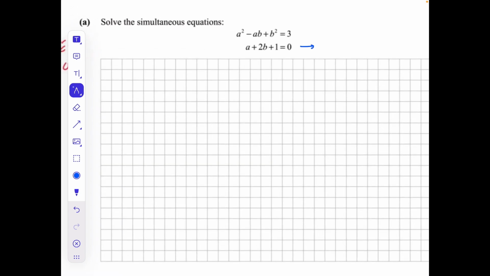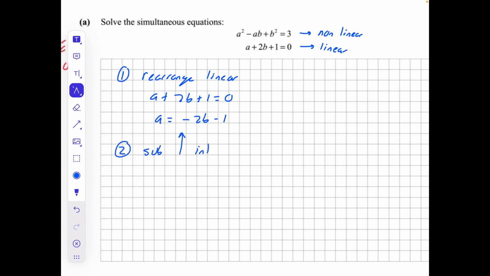So first things first, again, label our linear, which is the one without the squares or the ab's or anything. And then the top one then is my nonlinear. Okay, so first step 1, we're going to rearrange linear. So it's currently a plus 2b plus 1 is equal to 0. I'm going to get a on its own. So a is equal to minus 2b minus 1.